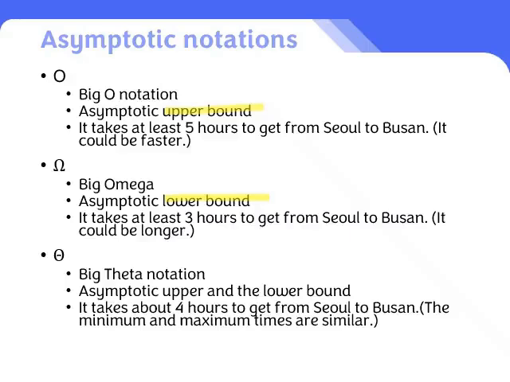This actually overlaps with both big O and big omega, meaning it takes at least 3 hours, but no more than 5 hours. So we know, then, when going from Seoul to Busan, it must take between 3 and 5 hours. And especially when the upper and lower bounds are the same, that's when we use big theta, because it's the most precise expression. For example, in the case of algorithm B, it's n squared in big O as well.